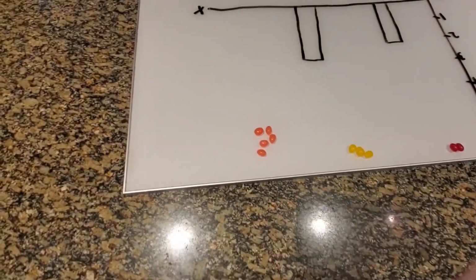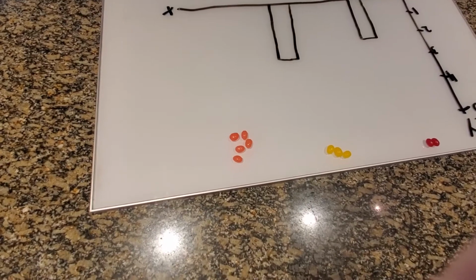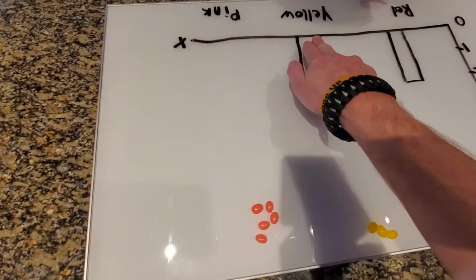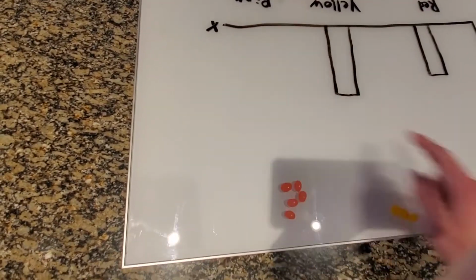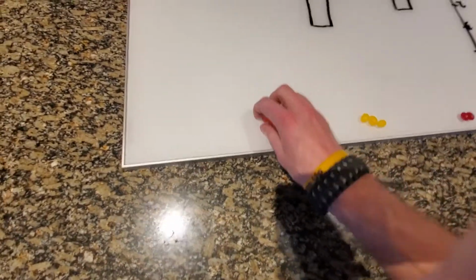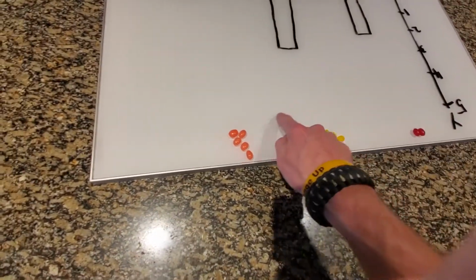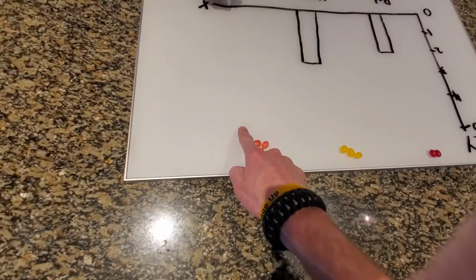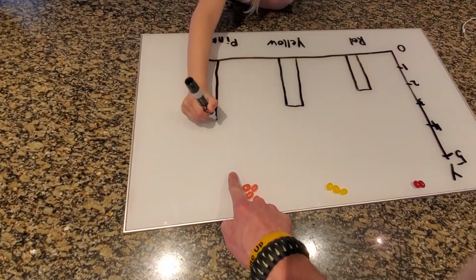Last one, pink. How many? 5. So again, we want to make this same width right above pink, and I'll help you out. It's way over here. I have to move the jelly beans. Right about there. Looks wonderful.